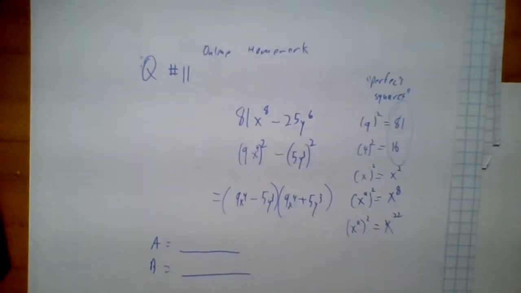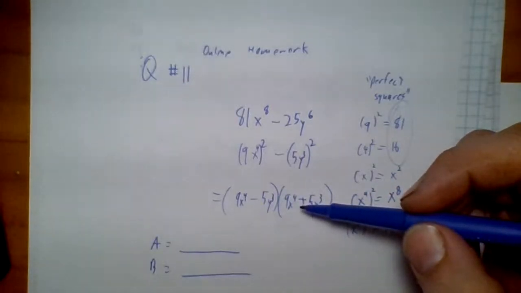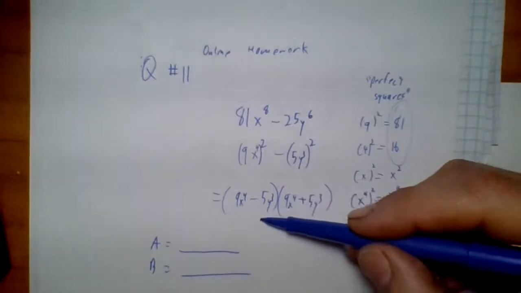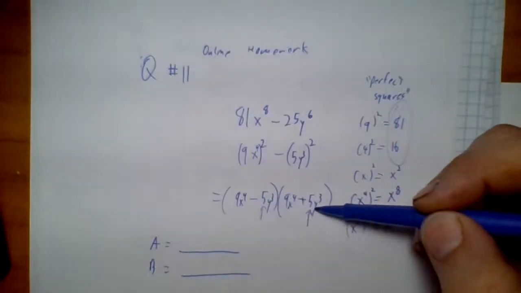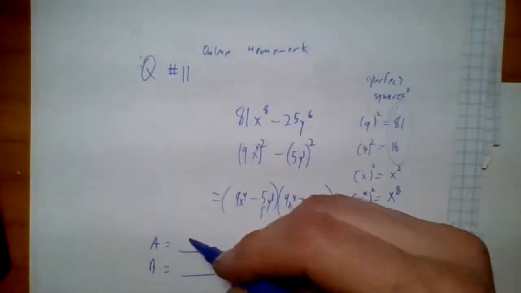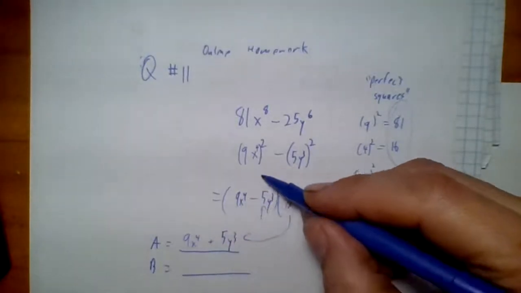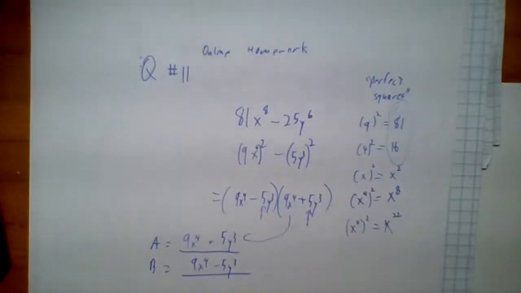So it says in the wording of the problem, this is a product of 2 polynomials, A times B, where the coefficient of y in A is greater than the coefficient of y in B. So we're comparing this number. This is the coefficient of the y term. And we want A to be the one that has the greater coefficient. So the plus is going to be part of the A factor. So they want this one for A, 9x to the 4th plus 5y cubed. And B has got to be 9x to the 4th minus 5y cubed. That's all. That was kind of strange wording.